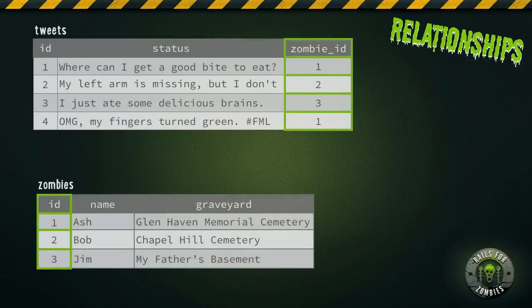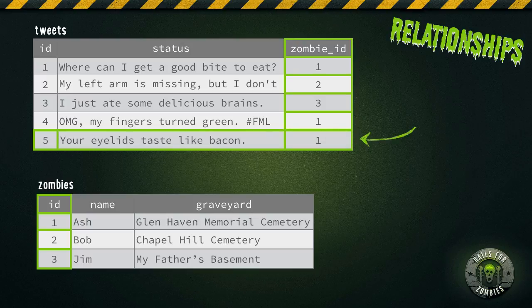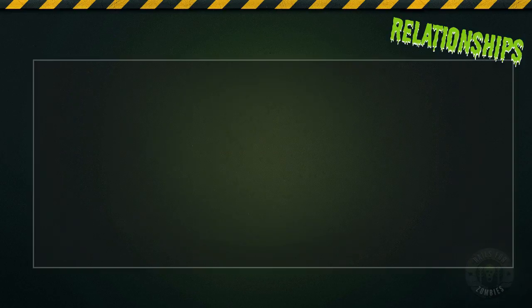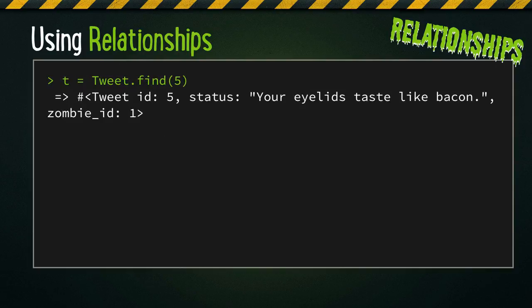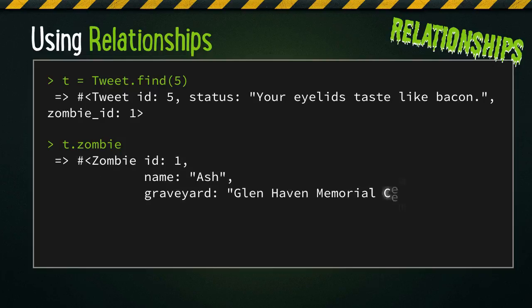Now if we look back in our database, we would see that it created a new row for Ash's new tweet. One more thing. Now if we fetch this new tweet out of the database, we could call t.zombie. What this would return is an instance of a zombie, an instance of Ash. We could even call t.zombie.name, which will give us back the zombie's name, in this case, Ash.